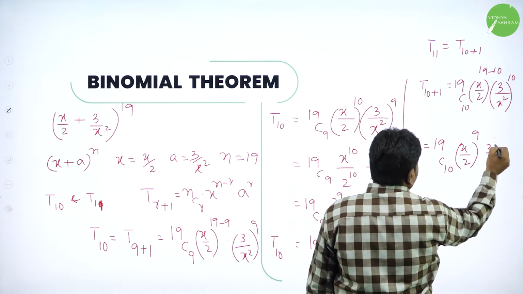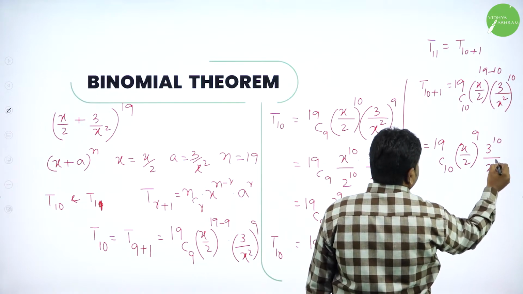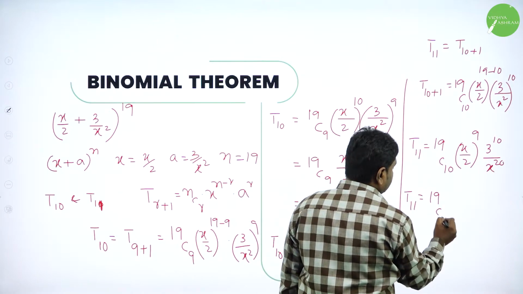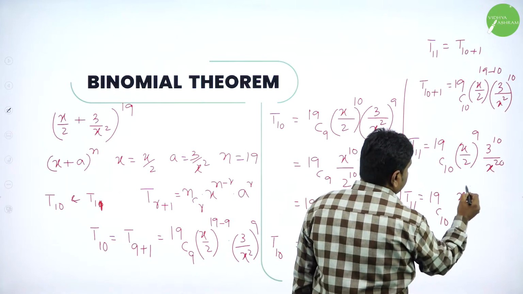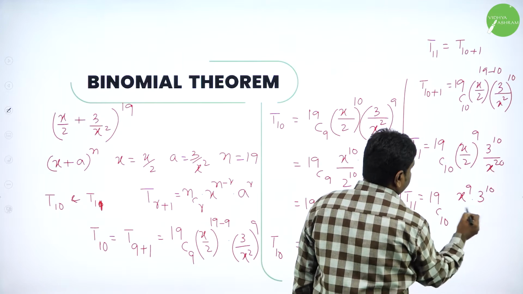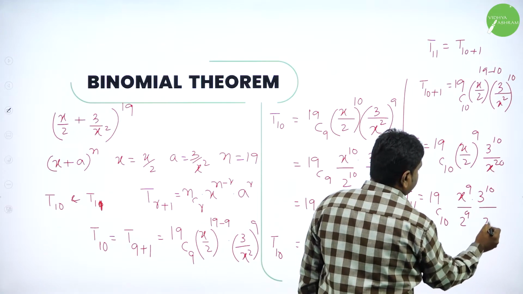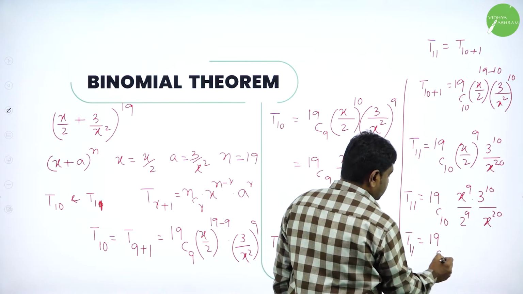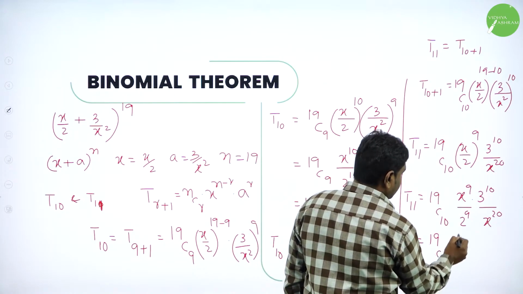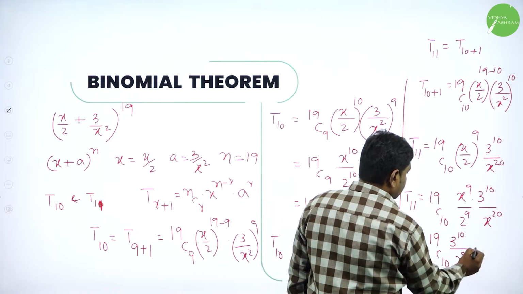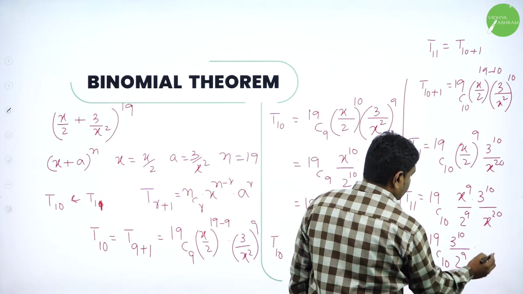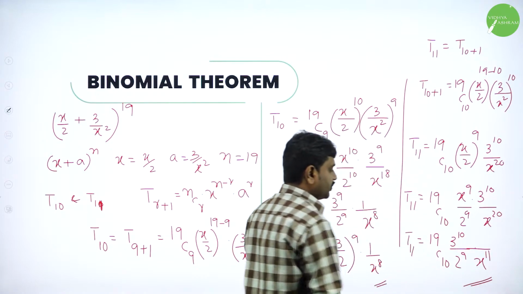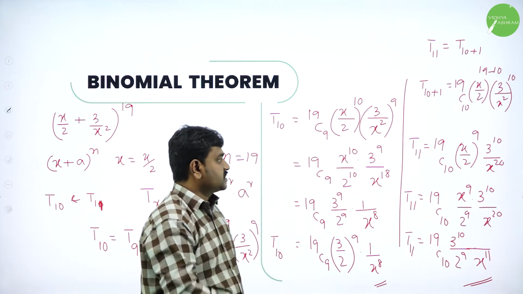And 3 power 10, x power 2 10s are 20. Simplify this. So T11 is equal to 19C10, x power 9, 3 power 10 divided by 2 power 9, x power 20. Simplify this. So T11 is equal to 19C10, 3 power 10 by 2 power 9, and transfer this, so it will become x power 20 minus 9. 20 minus 9 gives you 11. This is the answer. I hope all of you understood this.